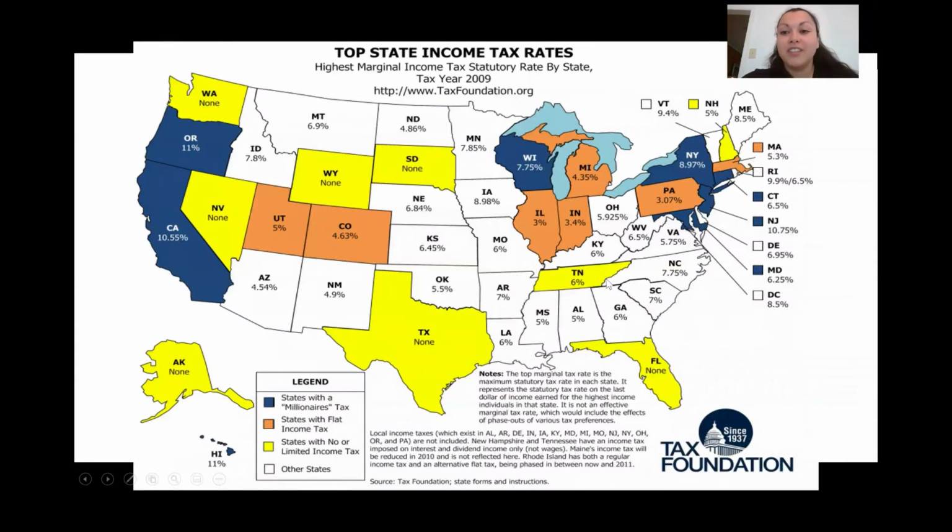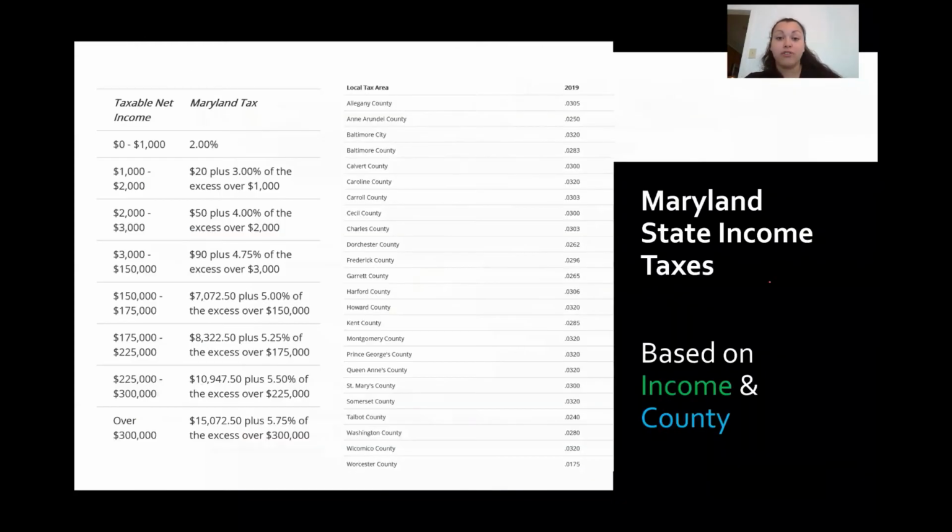This chart is a little confusing, so this chart shows us the top state income tax rates. Income taxes are based on 2 different things: where you live in the state and how much money you make. So these are just averages. If you can see in Maryland, the average state income tax is 6.25%, but that will change depending on where you live. So let's take a deeper dive.